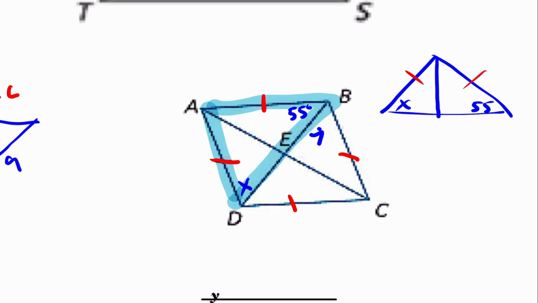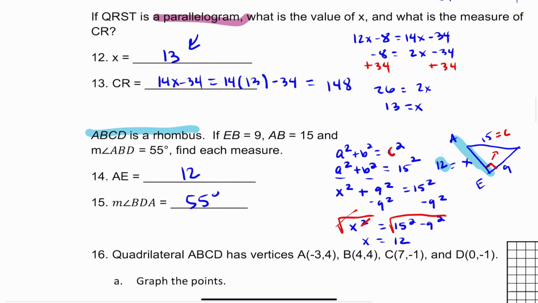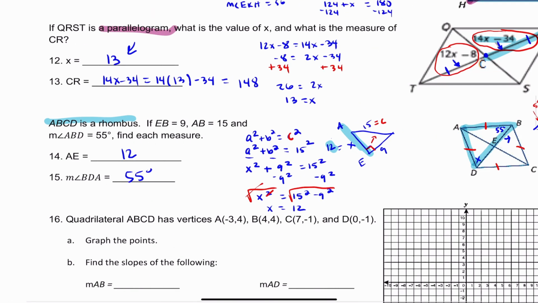So this is basically an isosceles triangle, and you have to remember, if two sides of an isosceles triangle are congruent, then the angles opposite to each other have to be congruent as well. So if this is 55, then this has to be 55 degrees as well. So that's my justification for that one.